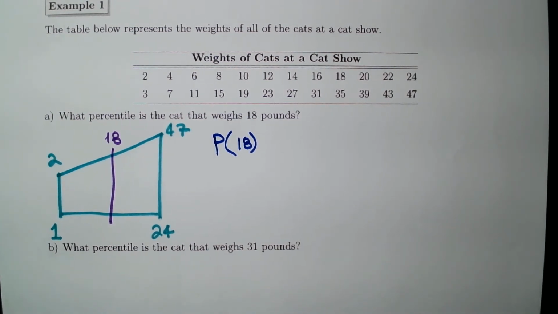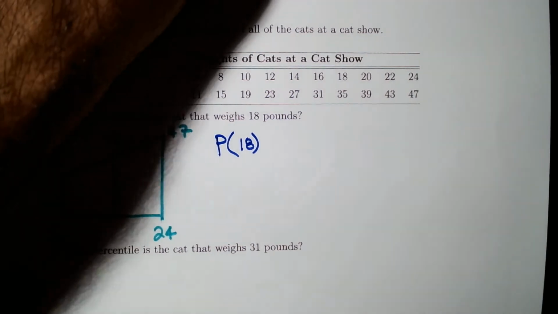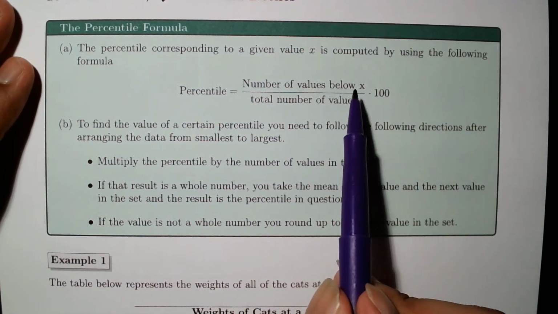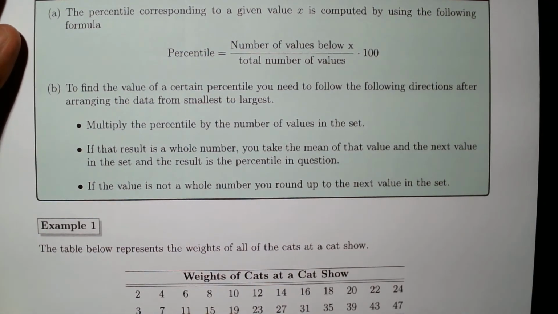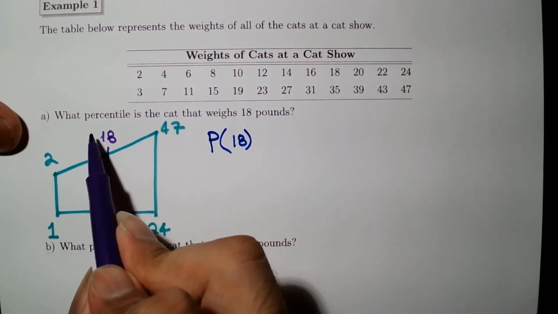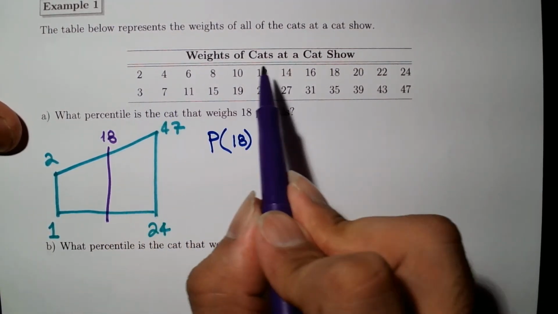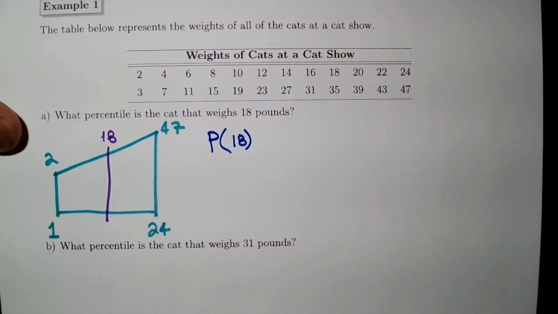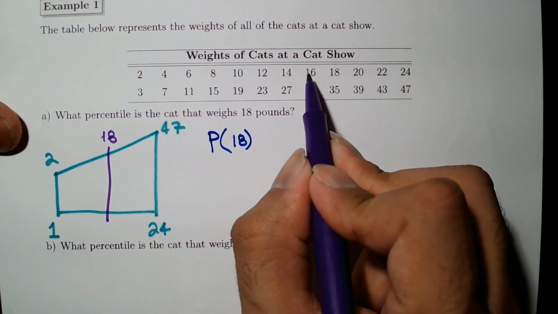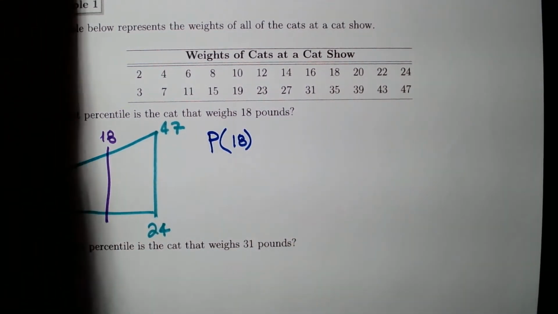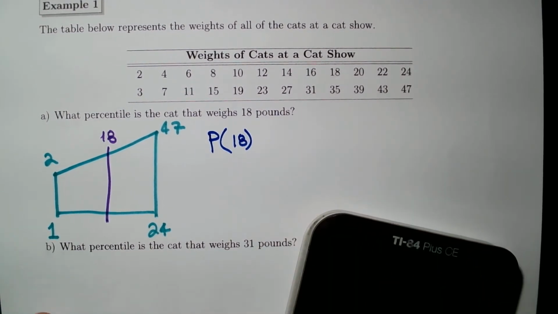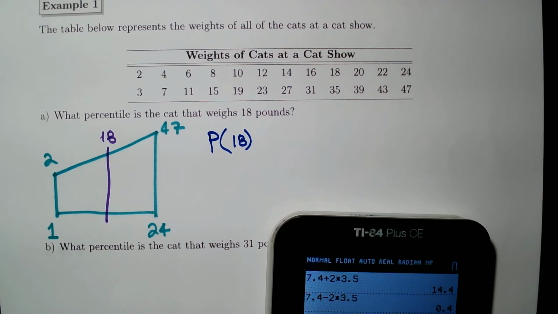Okay, so first of all, how do we calculate this? Well, number of values below x. In this case, x is 18. I'm going to count all the numbers until I get to the number 18. So 1, 2, 3, 4, 5, 6, 7, 8. Oh, wait a minute. These are not arranged from small to large. I thought they were. So first of all, that's what we have to do.